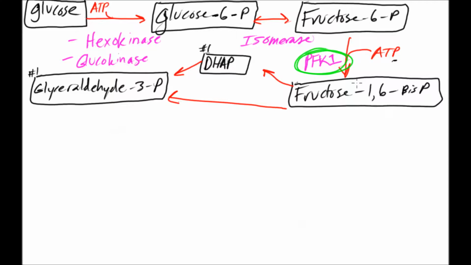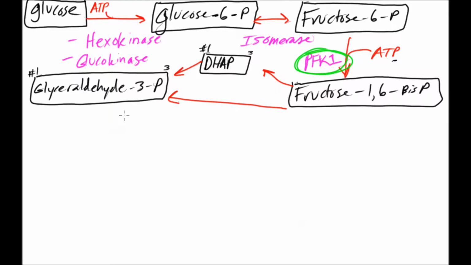6 carbons. Now we're going to cleave that 6-carbon molecule into 2 3-carbon molecules. So dihydroxyacetone phosphate only has 3 carbons, and glyceraldehyde 3-phosphate only has 3 carbons. Well, what's the point of this? Well, if we take one molecule of DHAP and turn it into yet another molecule of glyceraldehyde 3-phosphate, we now have 2 molecules of this glyceraldehyde 3-phosphate, and we can continue our reaction.